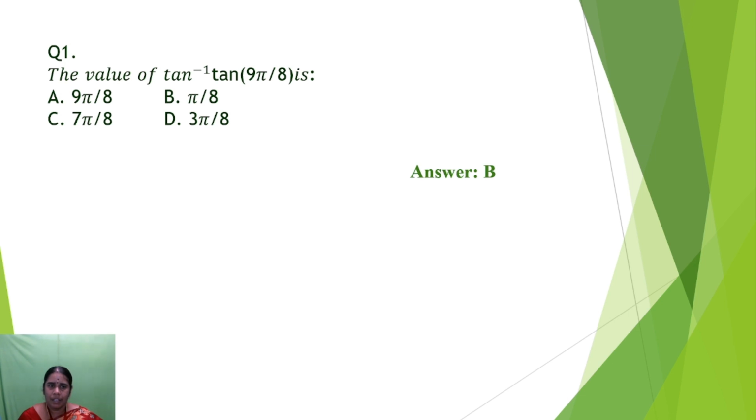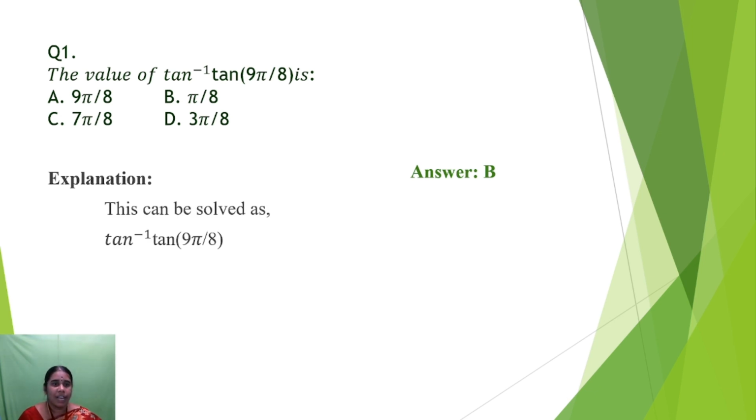How do we get pi by 8? Tan inverse and tan cancel each other, so we just get 9 pi by 8? No. We can't cancel tan inverse and tan directly. So how do we go about it? Just see the explanation. This can be solved as tan inverse of tan of 9 pi by 8. 9 pi by 8 can be rewritten as pi plus pi by 8. Both are the same; on solving pi plus pi by 8, we get 9 pi by 8. So tan inverse of tan of pi plus pi by 8. We know that tan of pi plus theta is nothing but tan theta. So we get tan inverse of tan of pi by 8, which implies the answer is pi by 8. So our option is B.